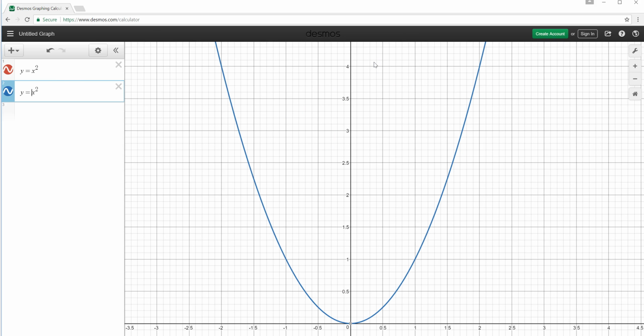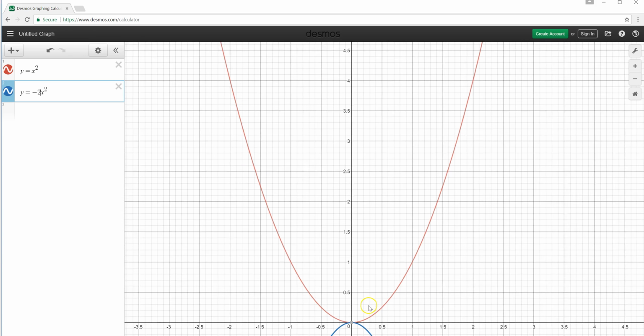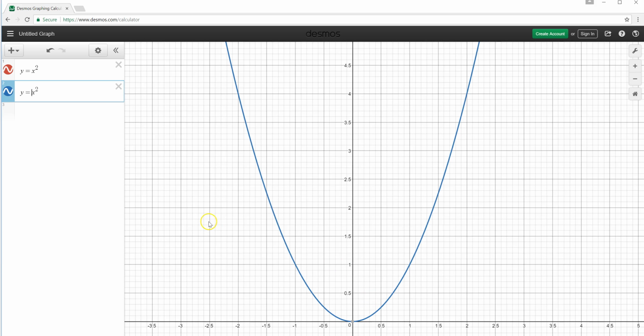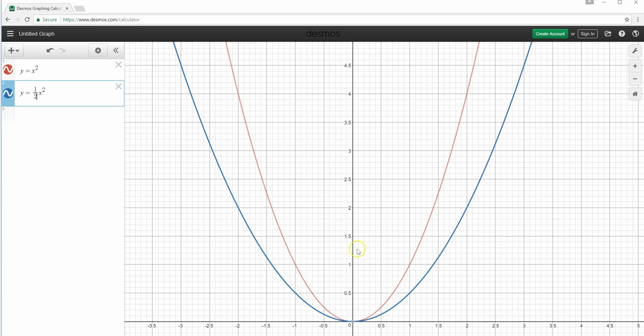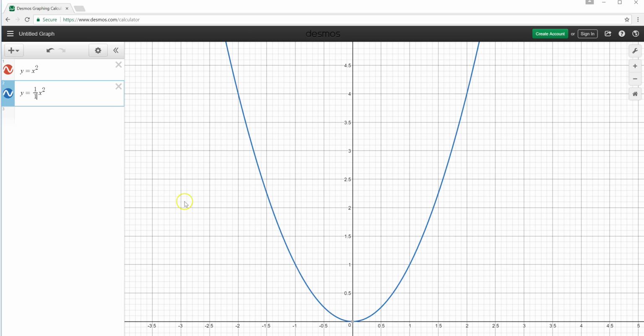And if I put a negative in front of it, all it does is move it down, right? It doesn't do anything else besides flip it. Now if I put a fraction, then it makes it wider, right? It shrinks it down, squishes it down. So I can put like a 10 down here, it makes it really wide.